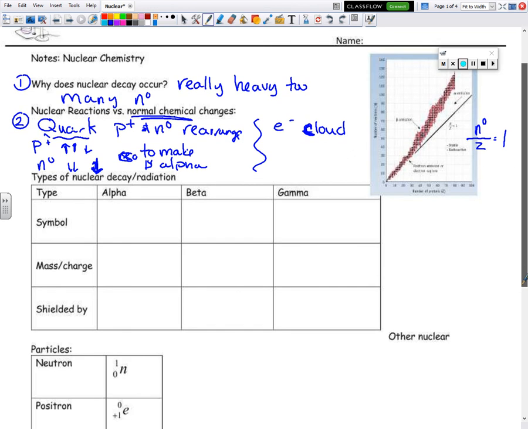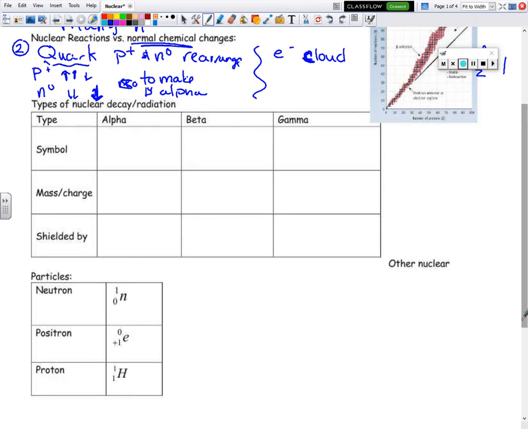Okay, let's talk about the types of nuclear radiation. These are the types of particles that can come out of a nucleus. We have an alpha particle, and the symbol is the Greek lowercase alpha. A beta particle, and that symbol is the Greek beta. And then a gamma ray, which is the Greek letter gamma.